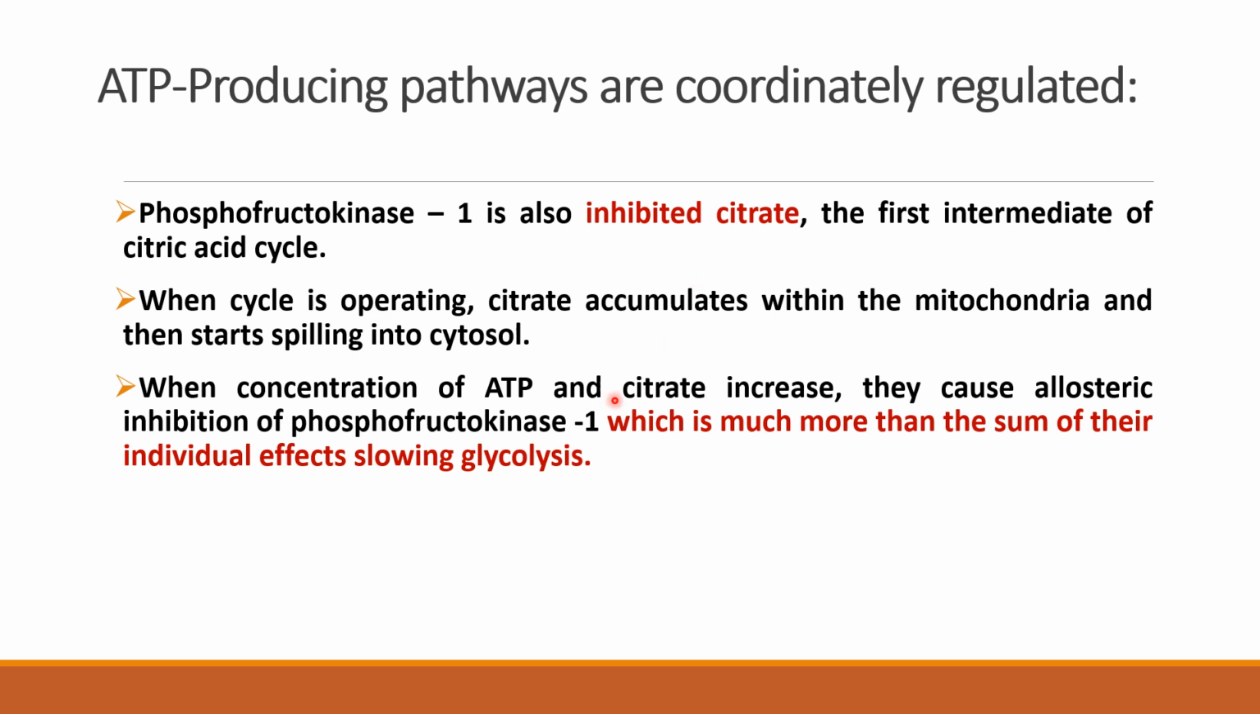So when the concentrations of ATP as well as citrate increase, they can cause allosteric inhibition of phosphofructokinase. This is very much more than the sum of the individual effects. That means if we individually sum up the extent of inhibition caused by ATP and individually caused by citrate, and then compare with ATP plus citrate together inhibiting this enzyme, you see that it is much more than the individual impact. That is how both ATP as well as citrate affect phosphofructokinase 1. If the end products are more, obviously this particular enzyme will stop, which in turn will slow down ATP synthesis or oxidative phosphorylation.